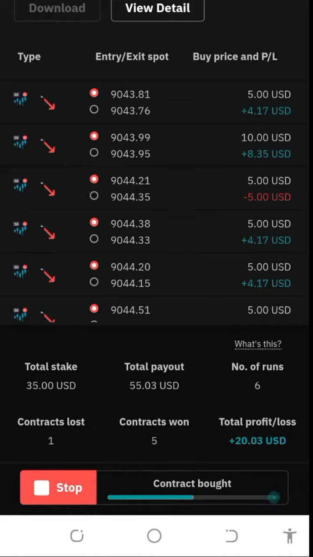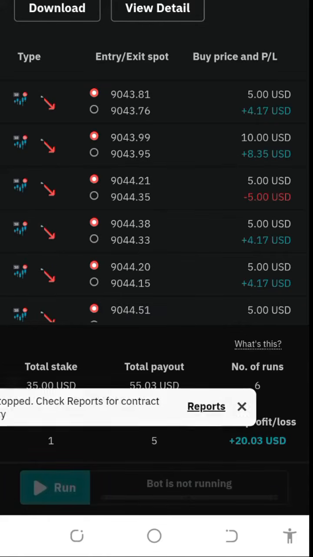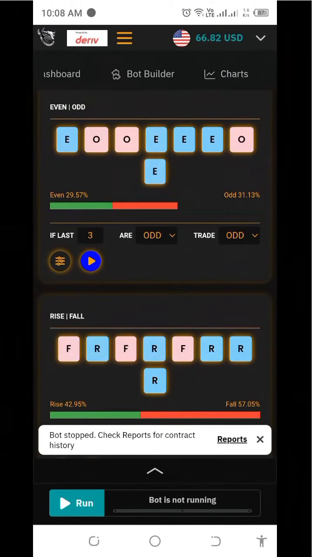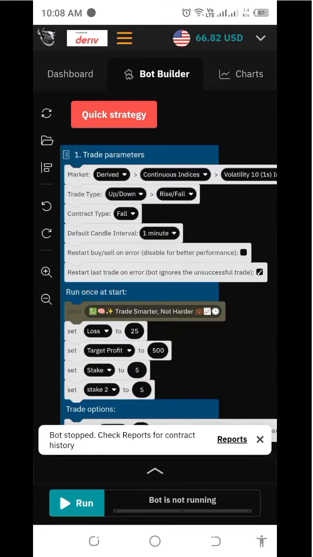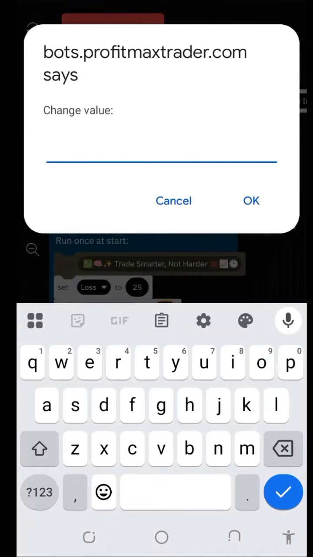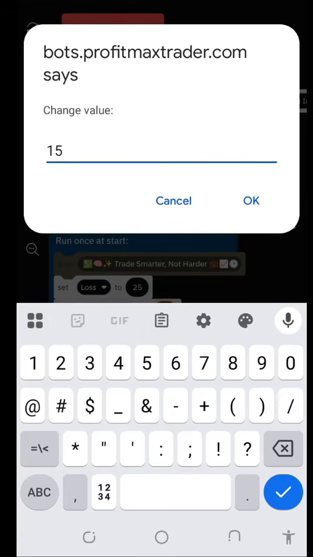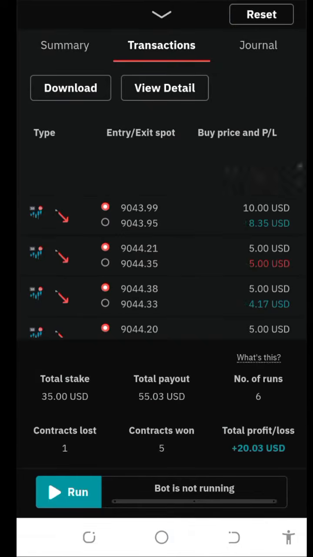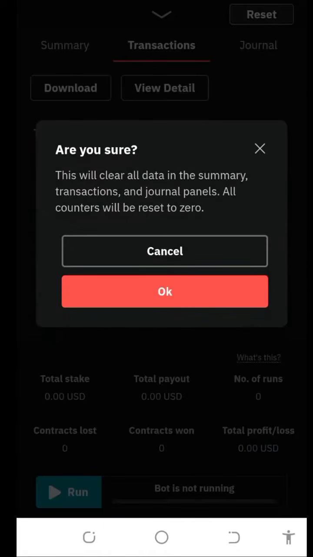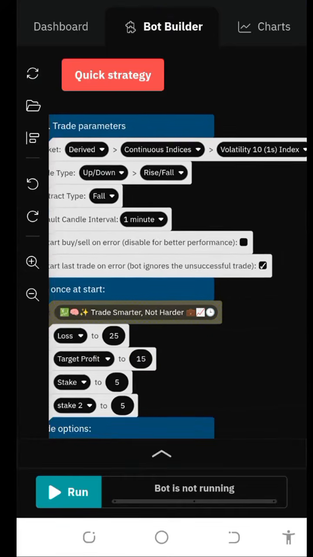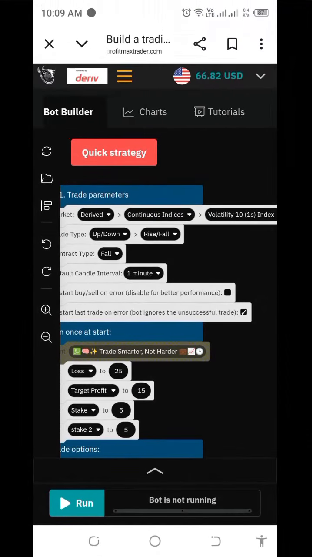I forgot to have a stop loss. I want us to have a stop loss of $15 only. So let me stop it manually and come to the bot side. Let's have a stop loss of $15 and a target of $15 per trading session. In this way, you'll at least be able to mitigate the erratic change of the market. So let's reset everything again.